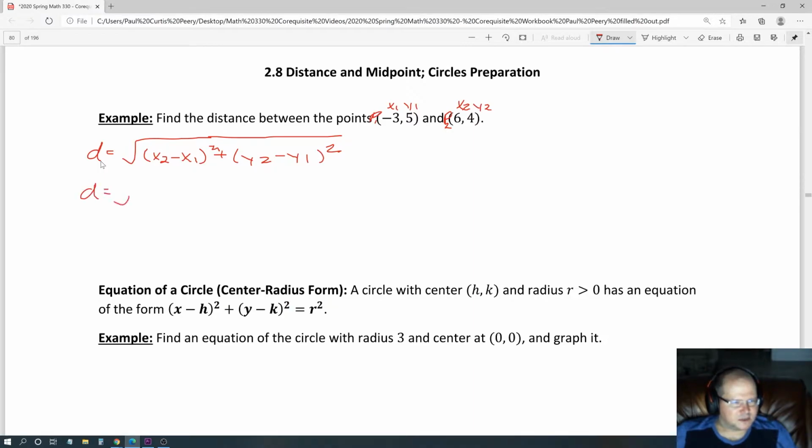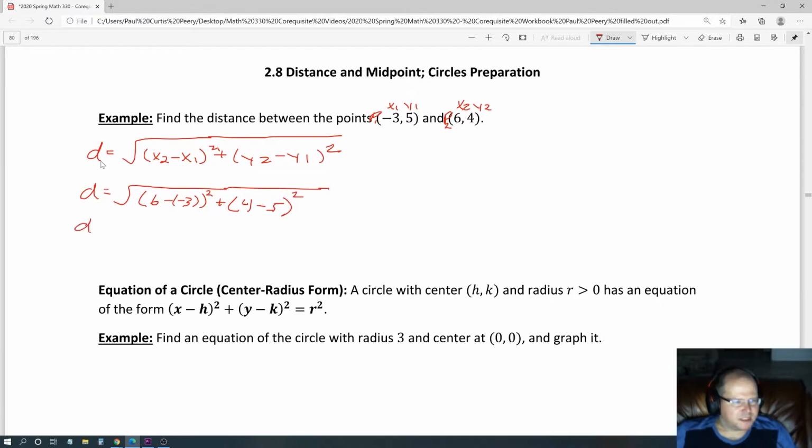So the distance formula is equal to the square root of x2, which is a 6, minus x1, which is a -3. Again, be careful with your sign. You have a -3, or you're subtracting a -3. You're not subtracting 3. Okay, so be careful with that. Got to have that extra negative in there. Next, we're saying y2. It looks like y2 is a 4, and y1 is a 5. And then we square that.